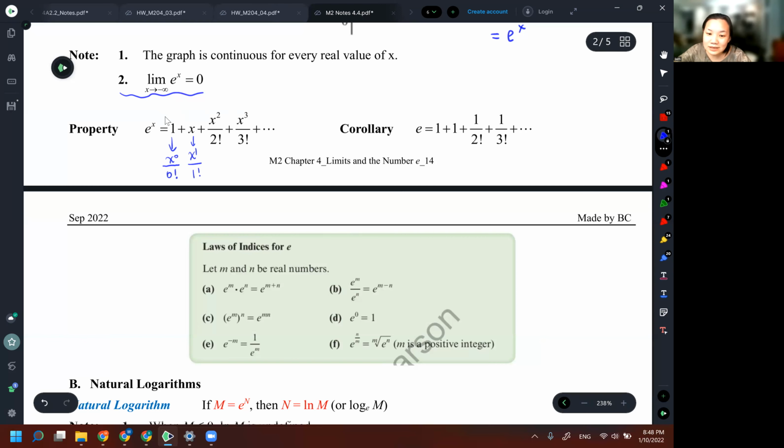Now, this right-hand side can be seen as a polynomial that is approximately equal to e to the power x. If you think about the meaning behind this equation, you will see that on the left you have an exponential function, but on the right-hand side you have a polynomial. They are not completely equal because here you have infinitely many terms.